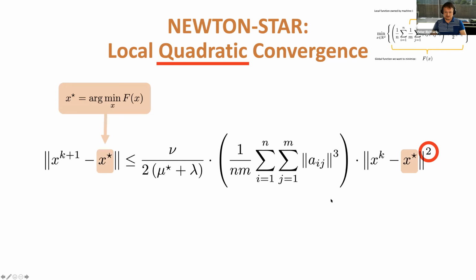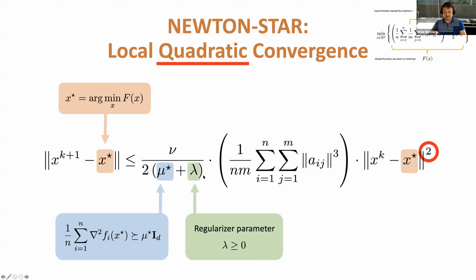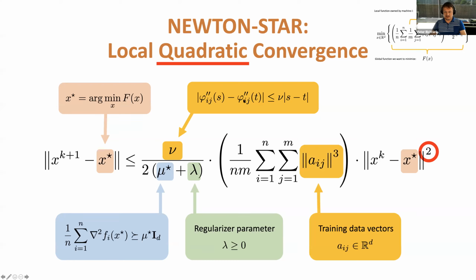So what is x star? That's the solution. What is mu star? Now we assume that at the optimum, the average of these local Hessians is positive definite. This is not the same as assuming that the average of these Hessians is positive definite everywhere, just at the optimum. Lambda is the regularizer, so we need either the regularizer lambda to be positive, or mu star to be positive. We don't need both to be positive. Just the sum needs to be positive so that we don't divide by 0. This new factor is just the Lipschitz constant of the second derivative of these loss functions. And these a_ij's are just the training data points.